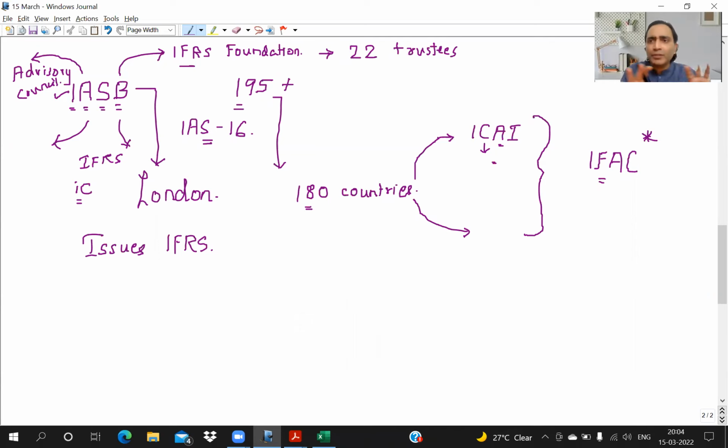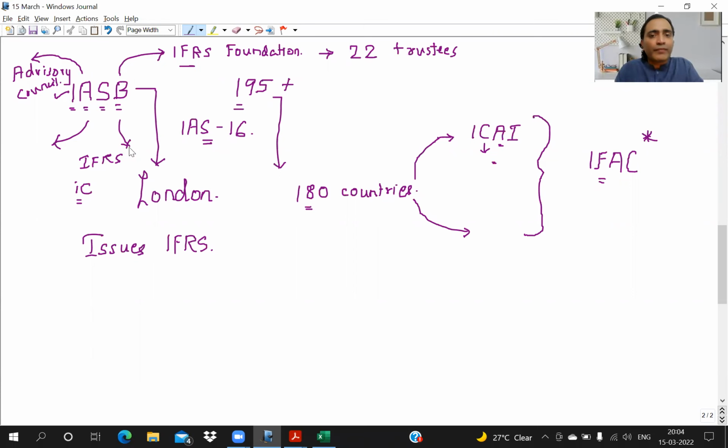So this was just an understanding of how the IASB, along with all these supporting institutions, ensures that the IFRS is brought in and how it is implemented. That's it. These are the only things you need to know.